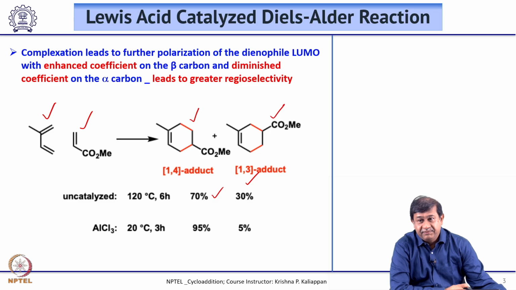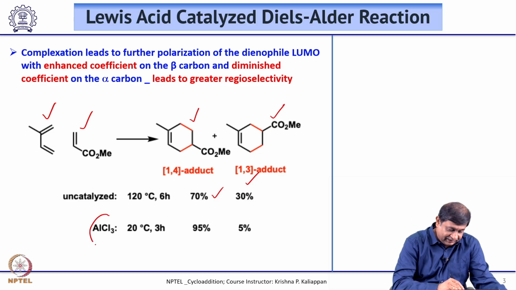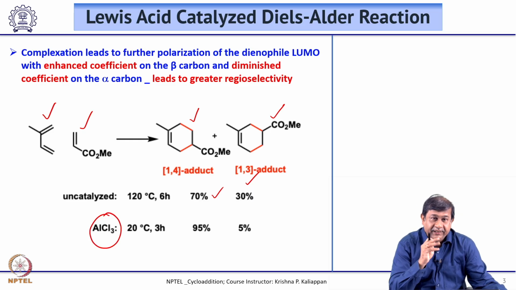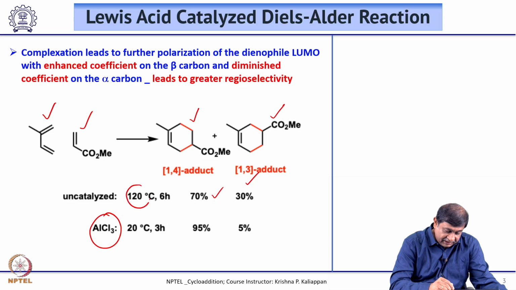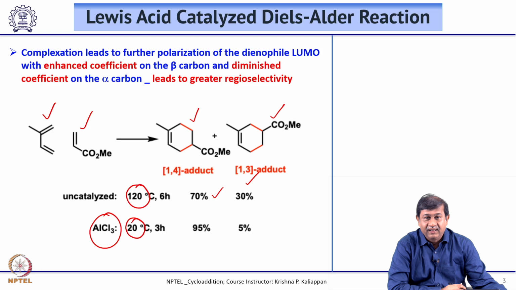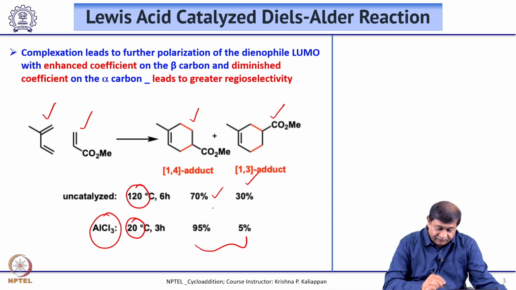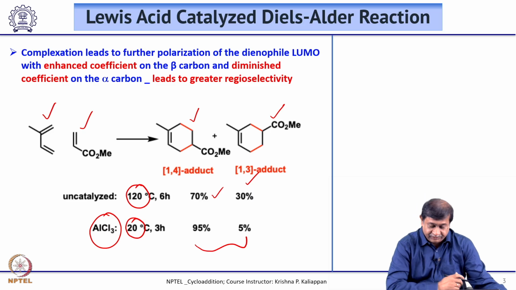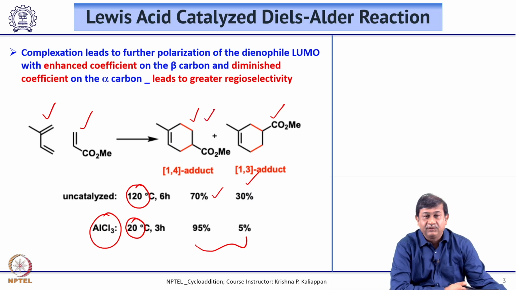However, if the same reaction is done with Lewis acid, that is aluminum chloride here, you can see two major differences. One, the temperature has come down from 120 to 20 degrees. And this ratio also has come down from 7:3 to 95:5. So the major product here is the 1,4 adduct and not the 1,3 adduct. So this is what Lewis acid can do when it is added to the reaction mixture of a Diels-Alder reaction.